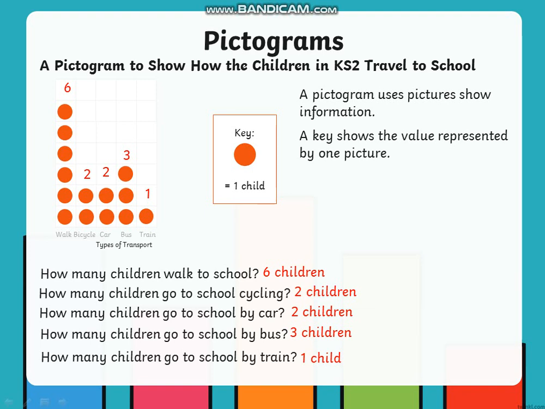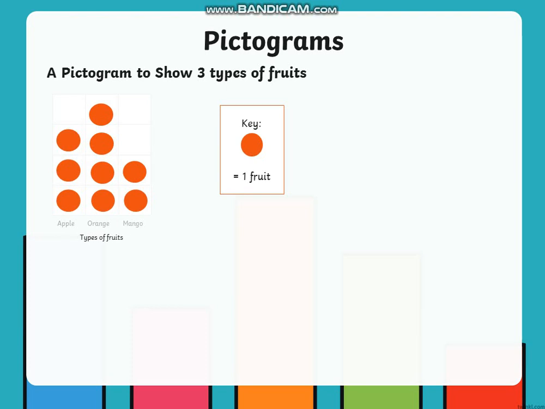Let's take another example. Here's another pictogram that shows 3 types of fruit. As we said, our key says that each circle means one fruit. Before we start looking at our questions, we first have to look at the pictogram and decide how many apples, how many oranges, how many mangoes. Let's count how many apples. It's 1, 2, 3. So it means 3 apples. Let's count the oranges. 1, 2, 3, 4, which means 4 oranges. What about the mango? Count them please. Perfect. Yes, there are only 2 mangoes.